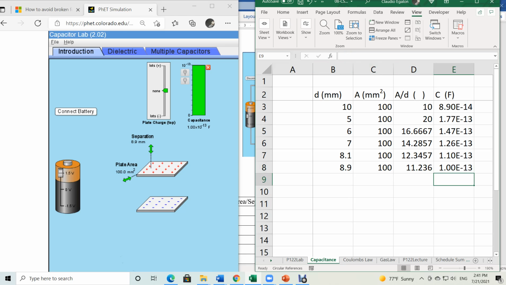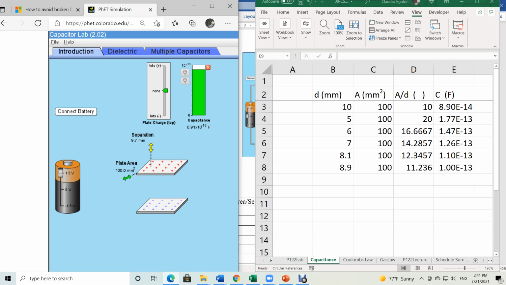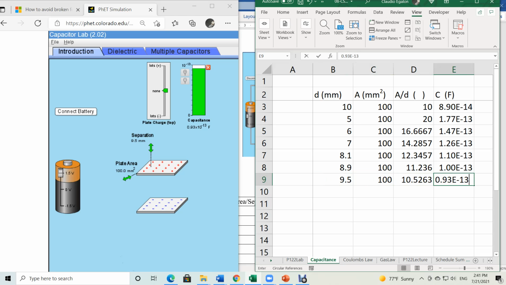Okay. Can we get more? We need 2 more data points. Let's see if I can get 9.5. Yeah, 9.5: 0.93 E minus 13. We want 8, right? 1, 2, 3, 4, 5, 6, 7. Let's get another one. I'm going to try 8.5.